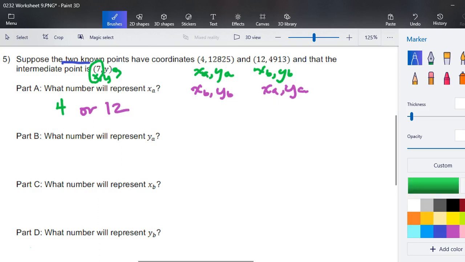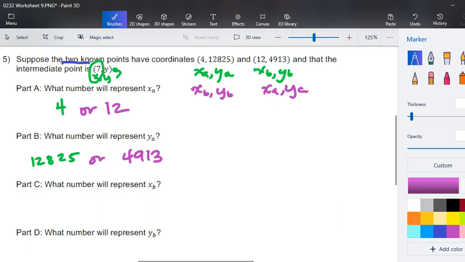And I'll keep going back and forth. So what number is going to represent y sub a? Well, the first way I labeled, it would be this number. But if you chose to label a different way, then it would be this number. It's really okay. We just got to be consistent whichever way we are choosing to label with our a's and our b's.